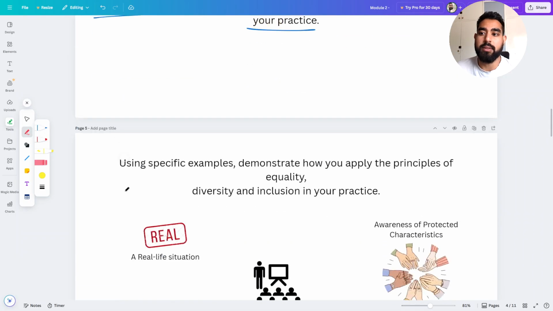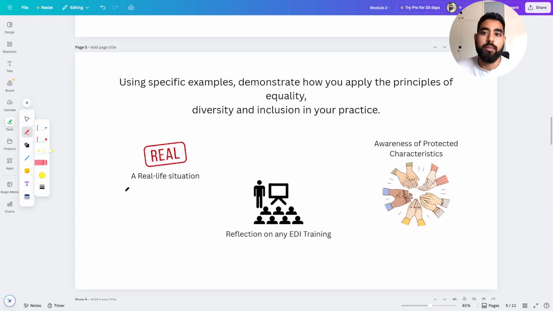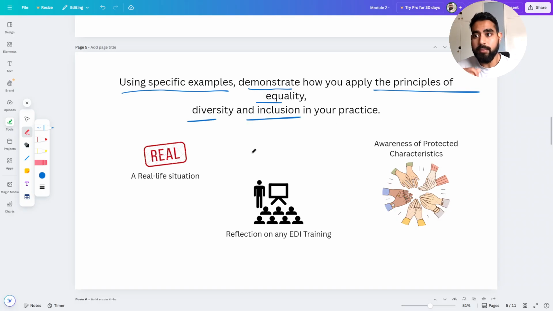So how do we write this evidence? What are the building blocks we can use to write our evidence? The IBMS have asked you to use specific examples to demonstrate how you apply the principles of EDI in your practice. So how you can do this is you can talk about a real life scenario, a situation that you've seen or experienced that really demonstrates equality, diversity, and inclusion.